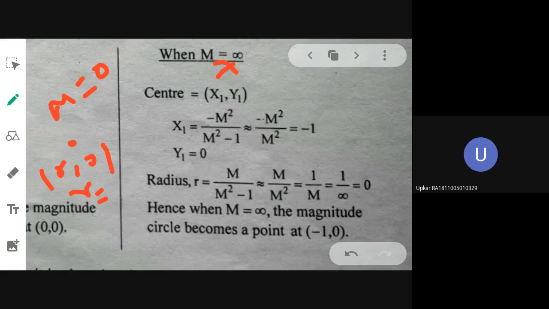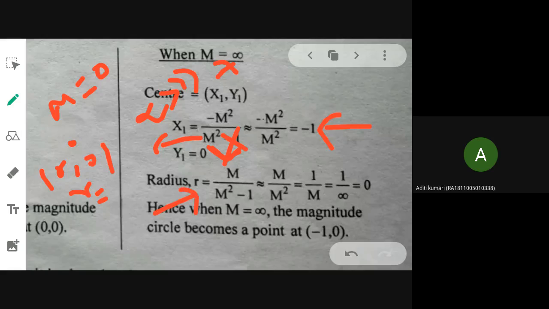If you look at these two terms, m is taking an infinite, very, very large value. If you compare m squared and 1, 1 will be very, very small compared to m squared, so you can neglect it. If you are neglecting it, what will be x1? Minus 1. The same thing you have to do for the radius also. Between these two terms, you have to neglect minus 1. So you will be getting 1 by m.